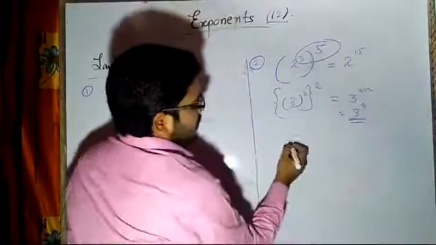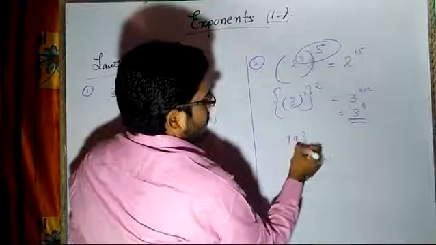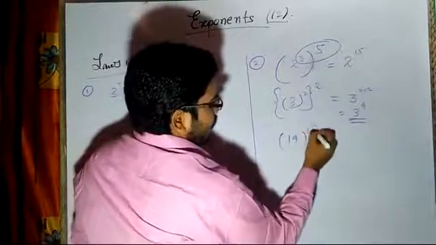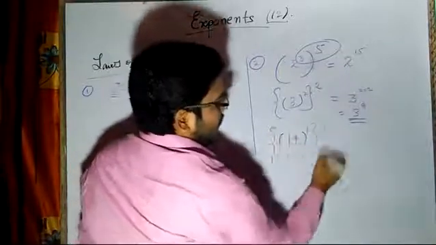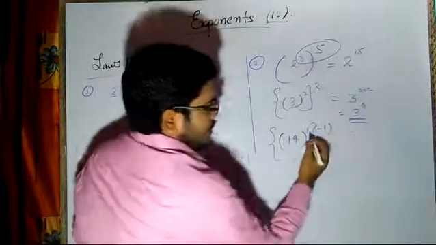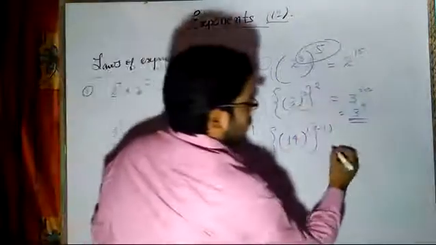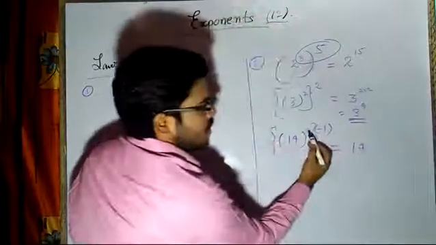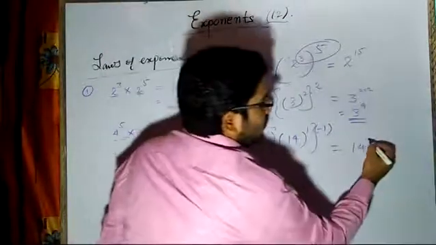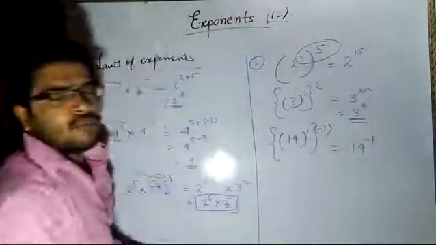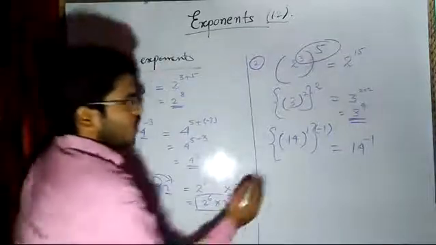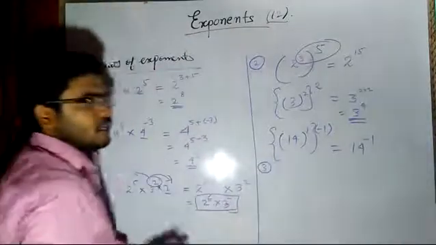If I have another number like 14 raised to power 1, whole raised to power minus 1, this will be equal to 14 raised to power 1 into minus 1, which is minus 1, so it becomes 14 raised to power minus 1. So that was law number 2.